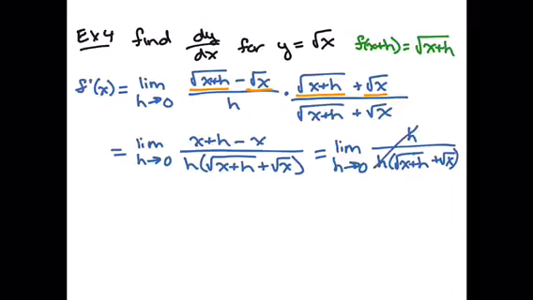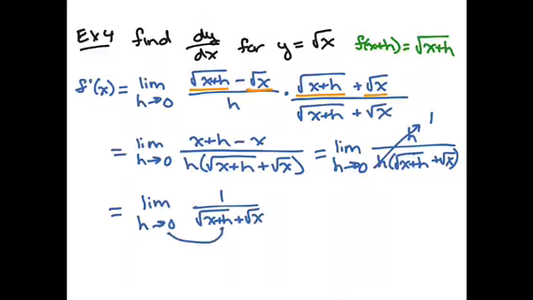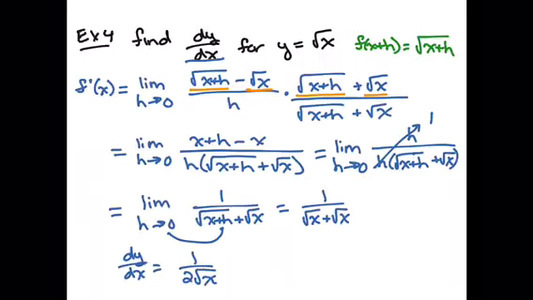And so h over h goes to 1, and we get the limit as h goes to 0 of 1 over the square root of x plus h plus the square root of x. We plug in a 0 for that h, and we get 1 over the square root of x plus the square root of x, which gives us our derivative. And if I go back to the notation I was asked to use here, we'll say dy/dx equals 1 over 2 times the square root of x.